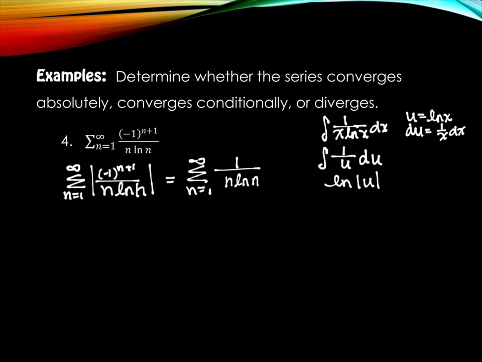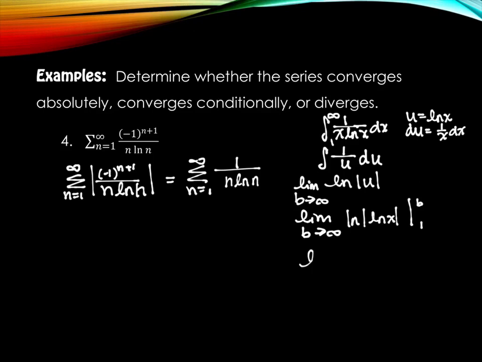I left off my limits of integration. This is 1 to infinity. I'll leave them off there at the end, and then this is the limit as b goes to infinity. It's the natural log of u, but then I need to replace u with what it's equal to, which would be another natural log of x, from 1 to b.